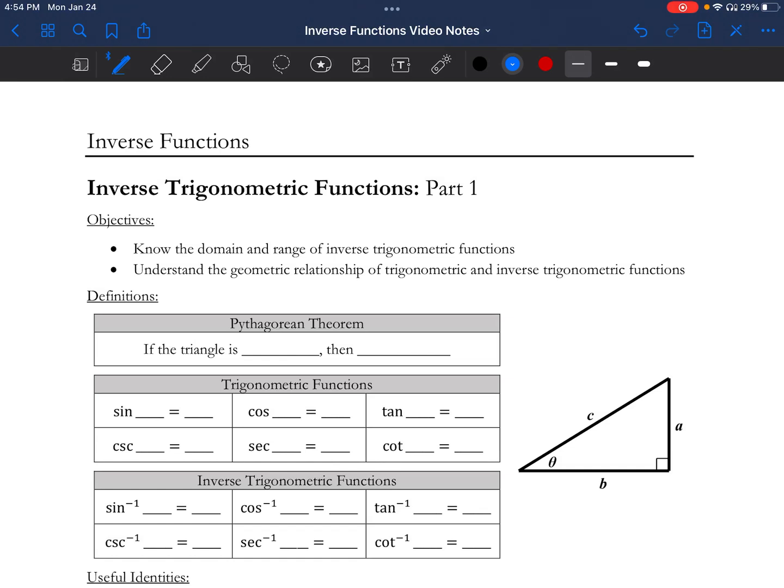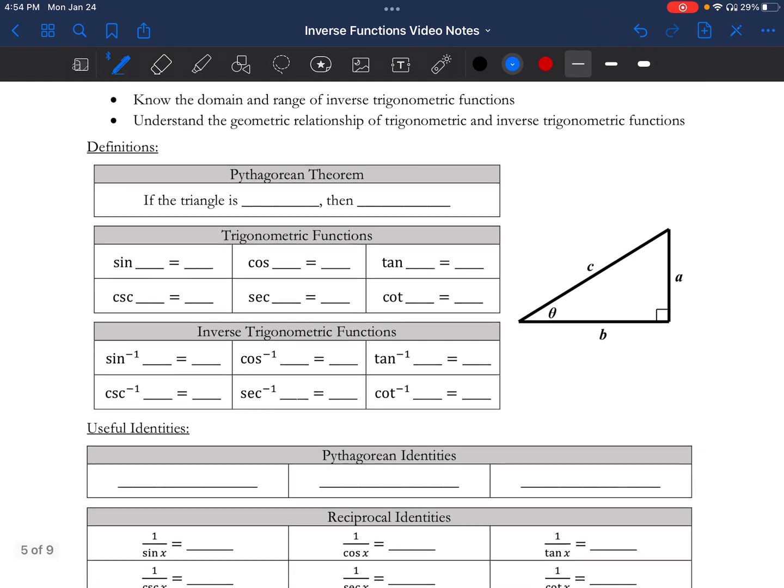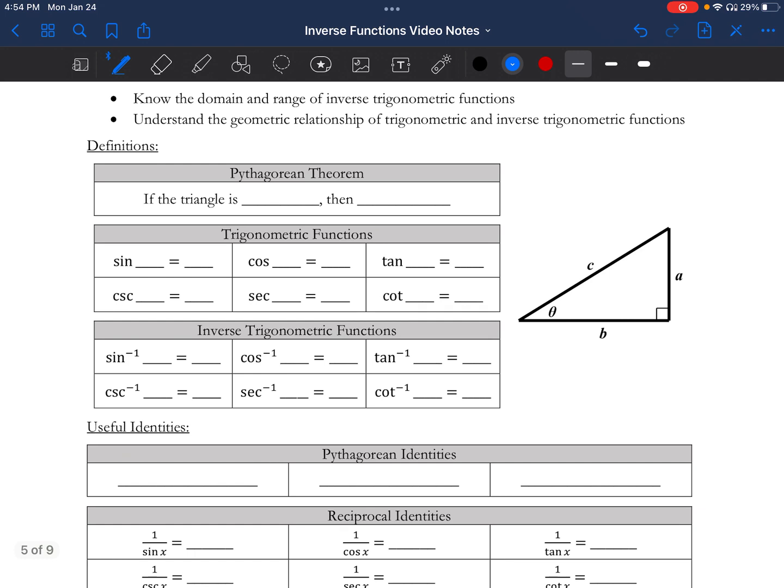So in this video, I'm going to continue our study of inverse functions by talking about inverse trigonometric functions. I'm not going to go into everything that I need to with inverse trigonometric functions in this video. There will be one follow-up video to this one. Specifically for this video, I want you to know the domain and range of inverse trigonometric functions, and I also want you to understand the geometry behind trigonometric and inverse trigonometric functions. This will definitely come in handy a lot as we continue to do more and more calculus.